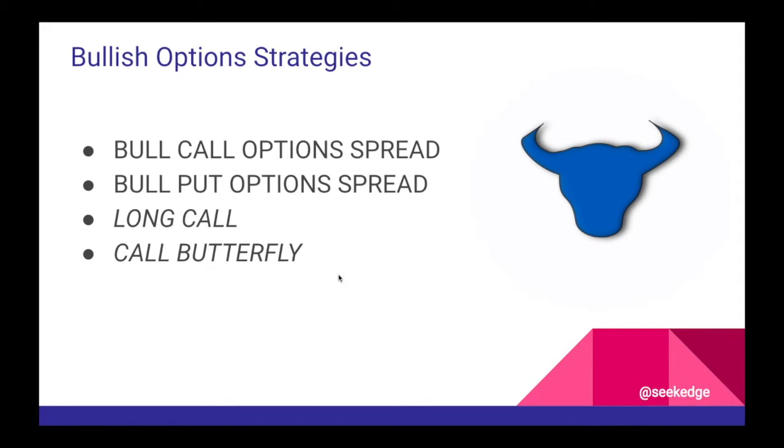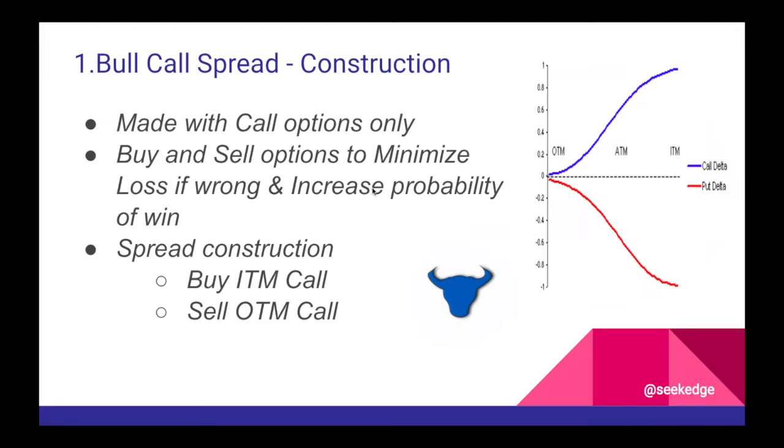Call butterflies are used if our view is not directional. It's a different strategy that has multiple legs, more than two legs, basically. While what we are going to discuss are the very simple bull call and bull put spreads, which have only two legs. Let's move ahead and see what those are.